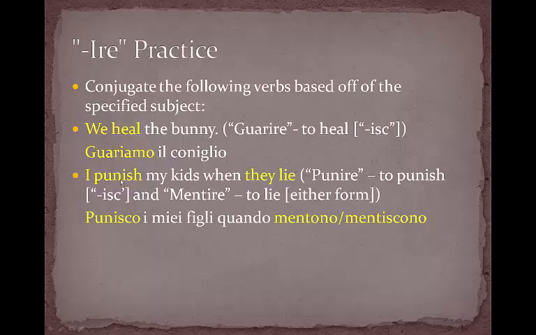Now if we want to say, I punish my kids when they lie, these are both IRE verbs, so I'm going to include both of them. Punisco i miei figli quando mentono. Now, mentire is actually one of those verbs that can be used in either format. You can either use the isc form or the regular form, so with suffix or without. I generally would actually use the suffix form. It just sounds correct to me, but it can take either one. As far as I know, they don't have different meanings.